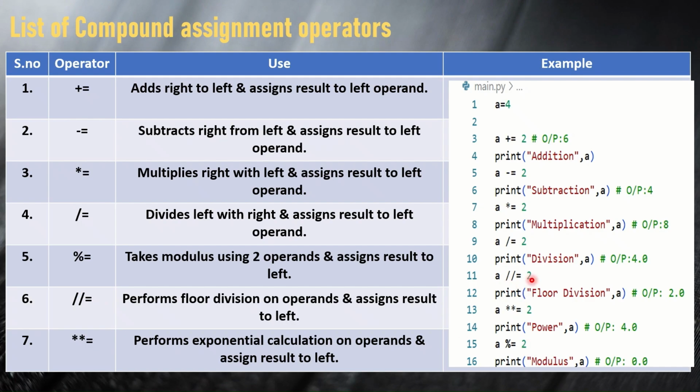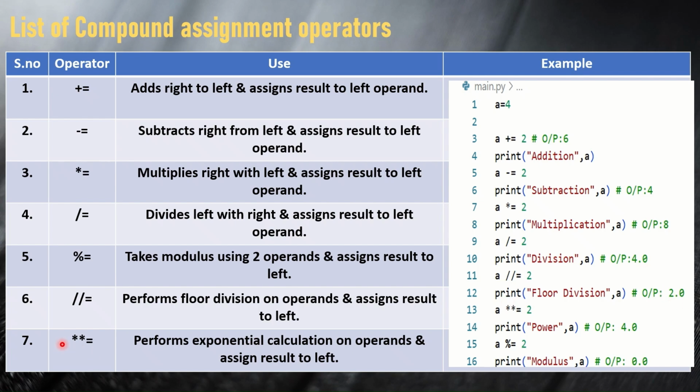So here a double slash equals 2. That itself means a equals a double slash 2. So this performs the floor division. From the previous output, the value of a is 4.0, and floor division by 2 gives 2. This floor division returns the result as a float value if either of the operand values is a float, or else if both operands are integers, then it results in an integer value in the output. So here one of the operands, a, has the value 4.0. That's why it results in a float value.